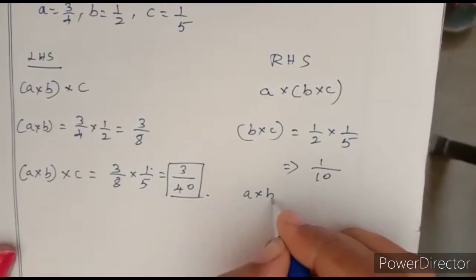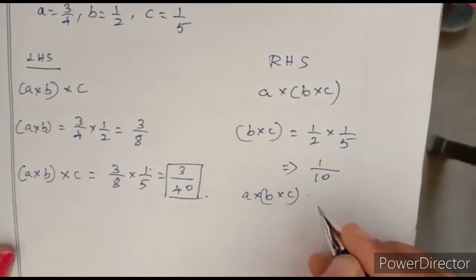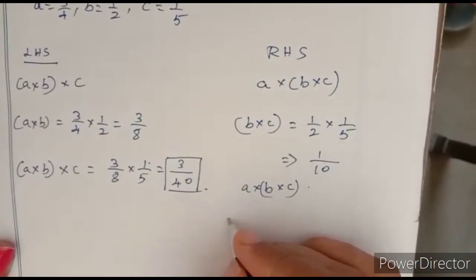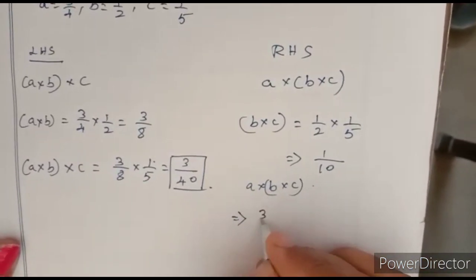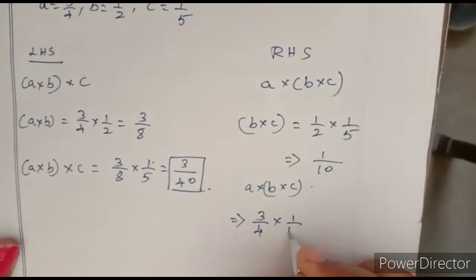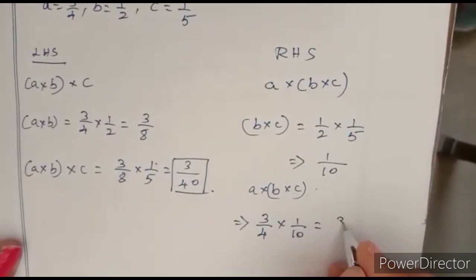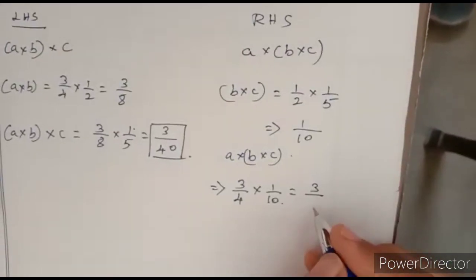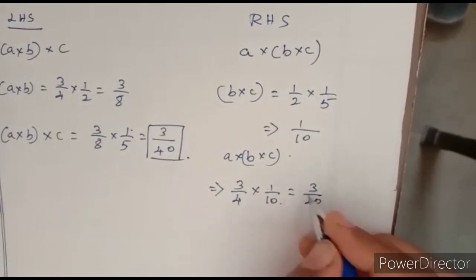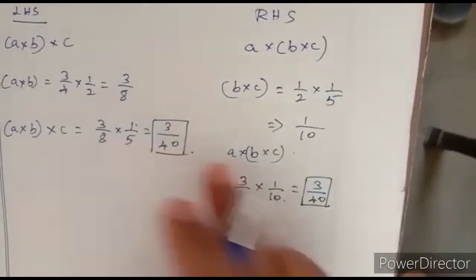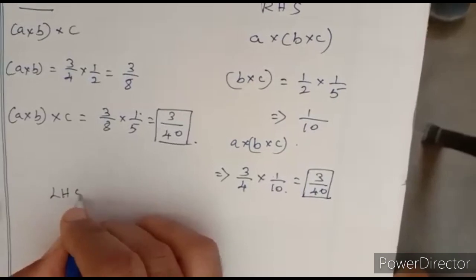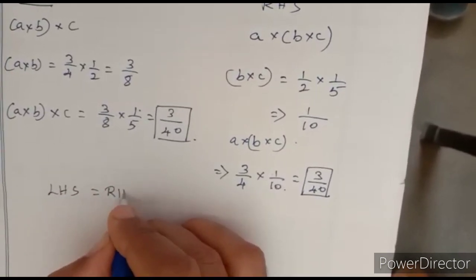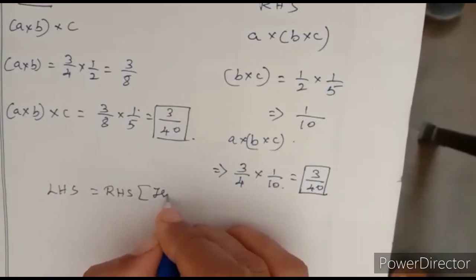Now a into b into c. Here A value is 3 by 4 into 1 by 10. 1 3s are 3. 4 into 10 is 40. So left hand side is equal to right hand side. Your associative property is true for multiplication.